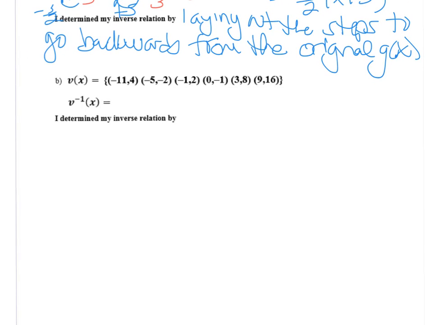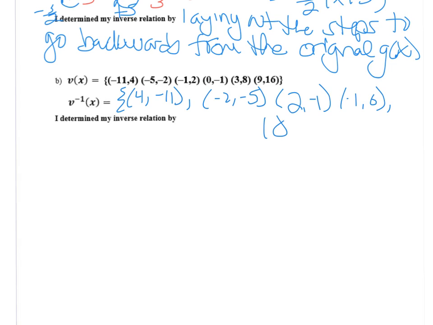Okay, so now we have a set of coordinates and I want the inverse. When you have a set of coordinates, what we're going to do is reflect them over the line y equals x, which means the coordinates all become y comma x. So this is going to be (4, -11), (-2, -5), (2, -1), (-1, 0), (8, 3), and (16, 9).